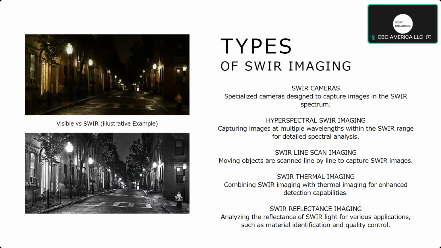First, let's highlight the different types of SWIR imaging. On the left, you're going to see examples of visible versus SWIR images, and it will show how the SWIR camera is designed to capture those images in that light spectrum. Hyperspectral imaging is where the camera captures images of multiple wavelengths within the SWIR range. SWIR line scan imaging is where objects are scanned line by line to capture SWIR images. And then you have your SWIR thermal imaging.